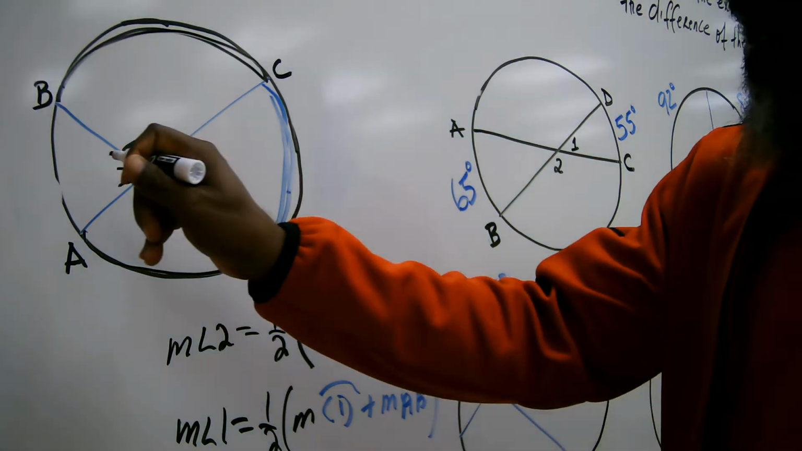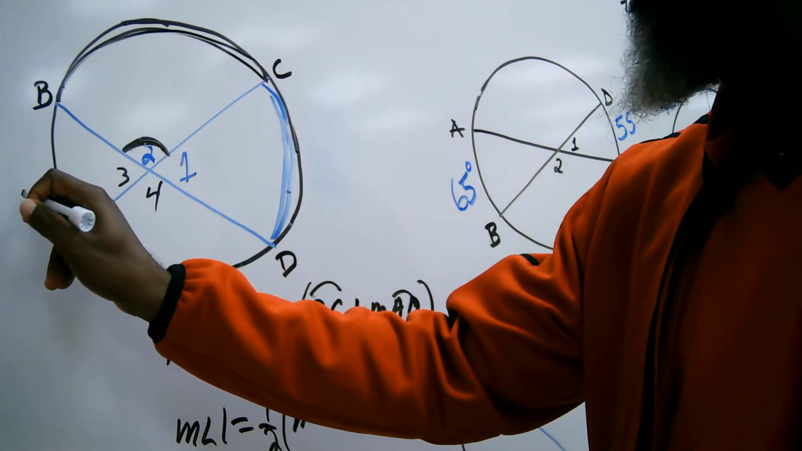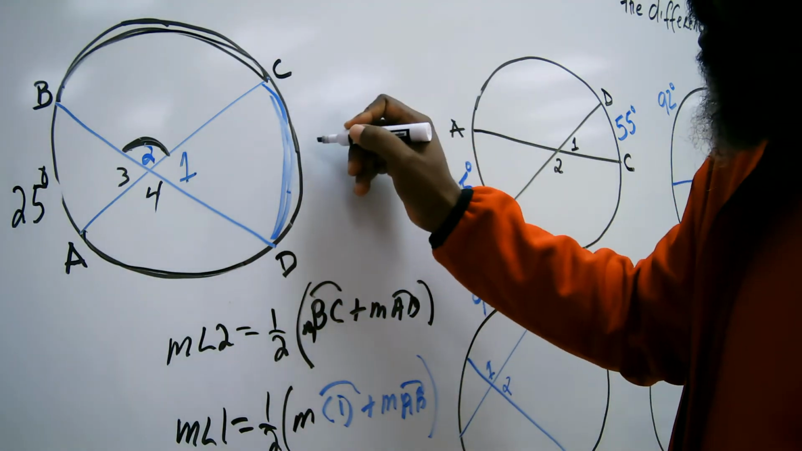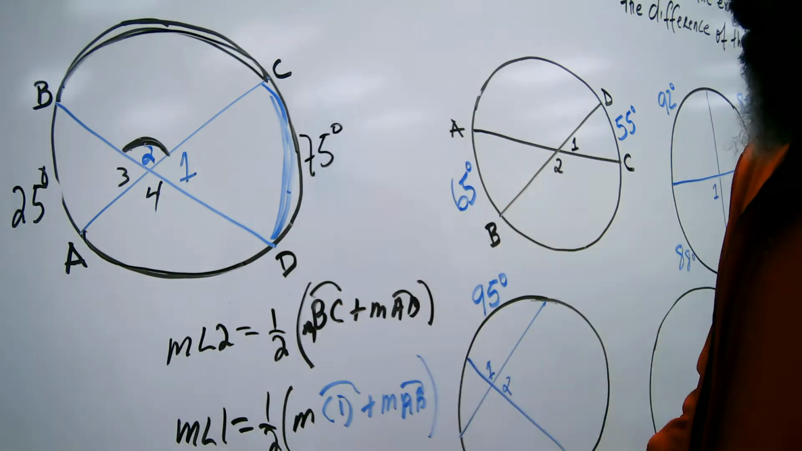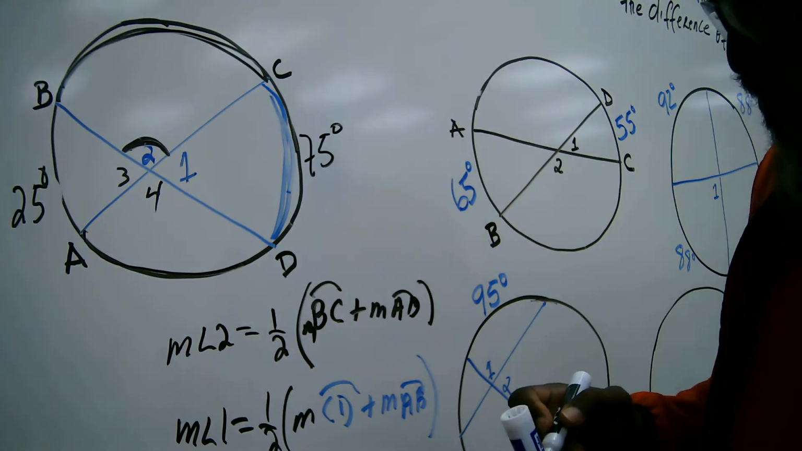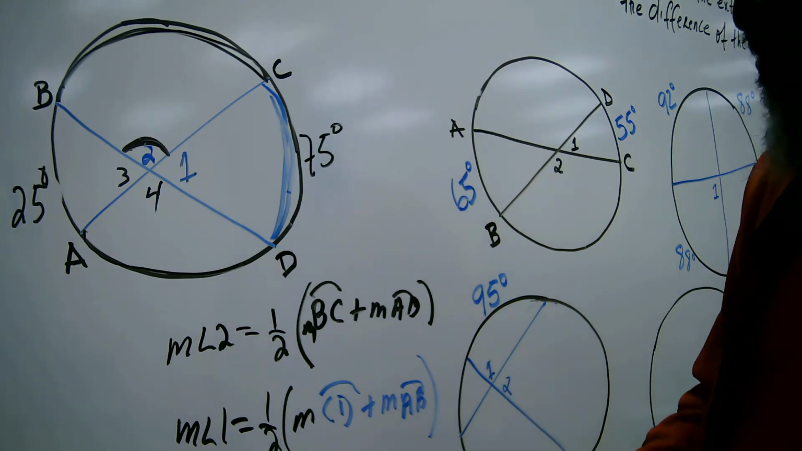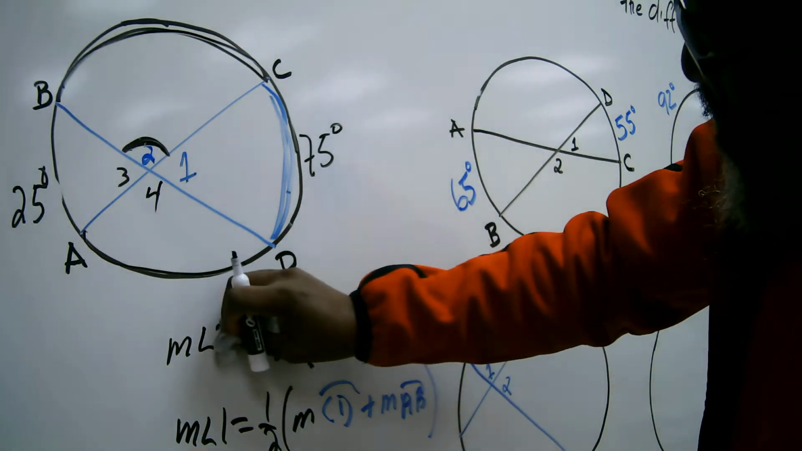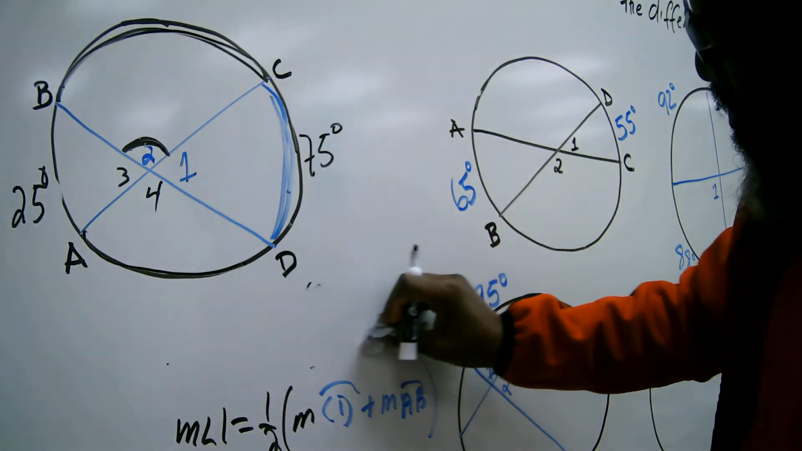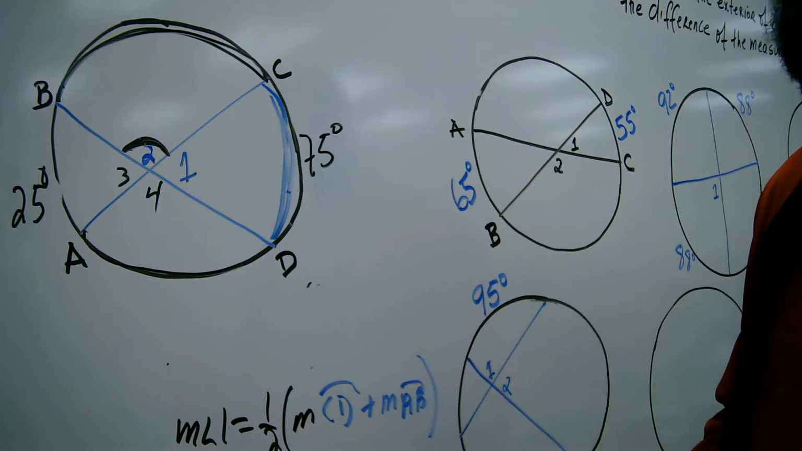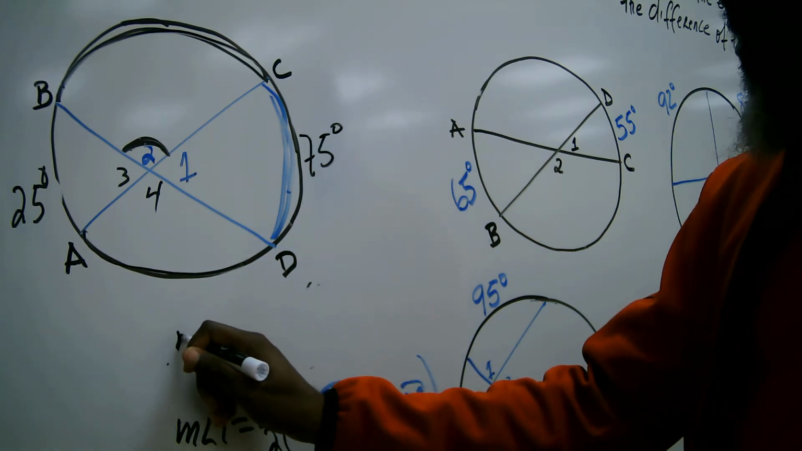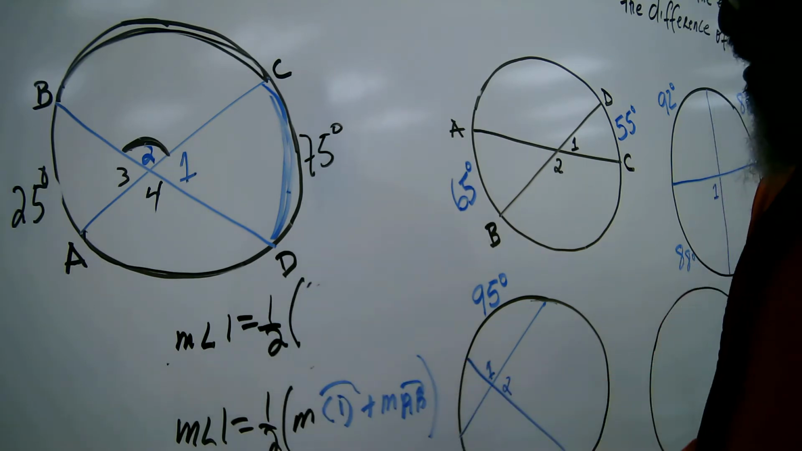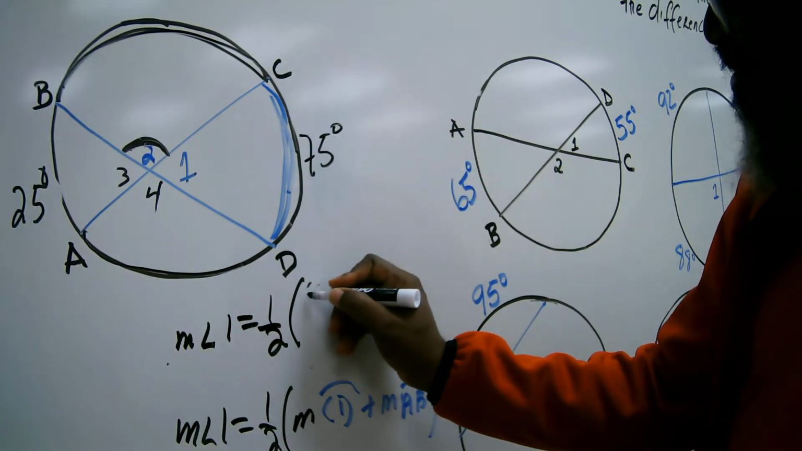Example: let's say arc AB is 25 degrees and arc CD is 75 degrees. In this case, I can find the measure of angle 1, which we have here. The only thing I have to do is set up my equation, and the equation is already set for me. The only thing I have to do is fill in. Then the measure of angle 1 is equal to 1/2 the measure of arc CD, and CD is 75 degrees.